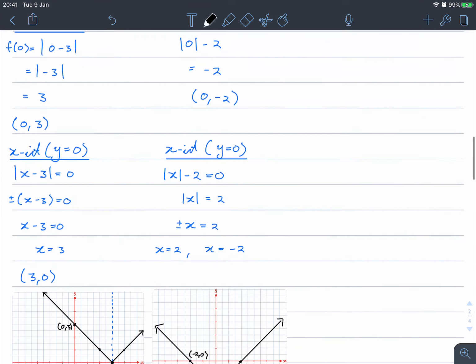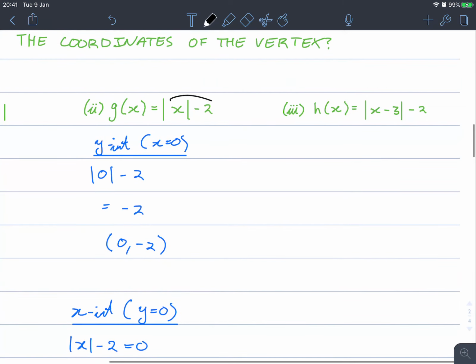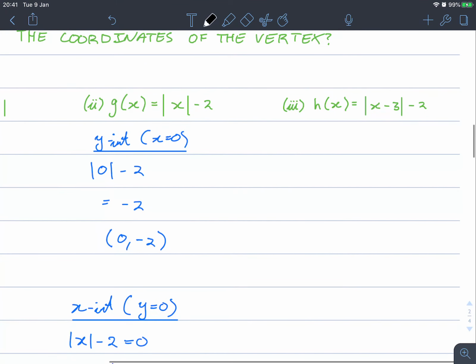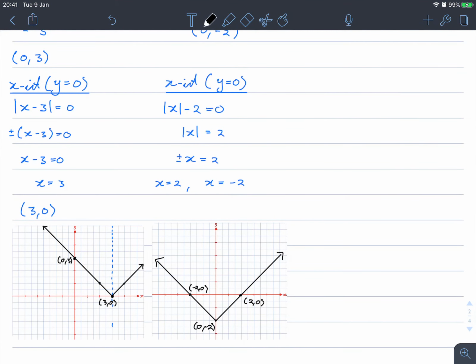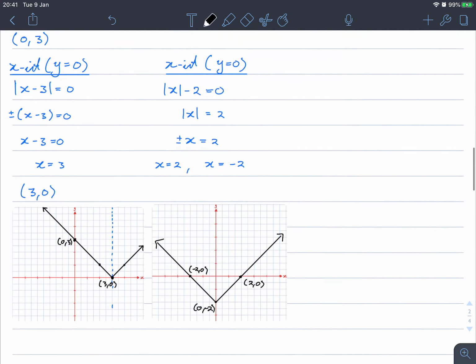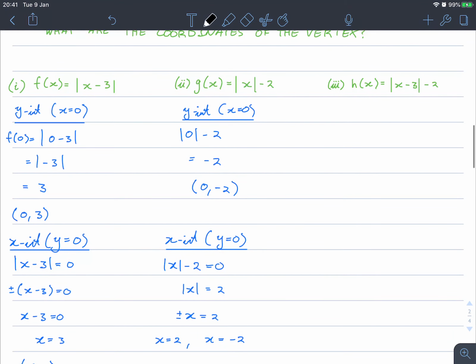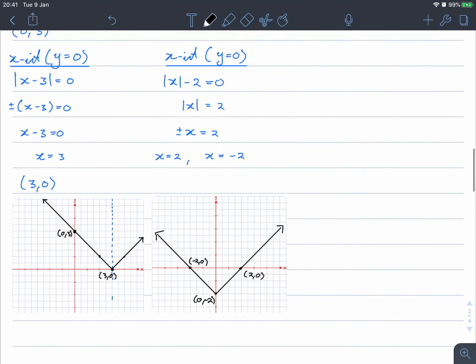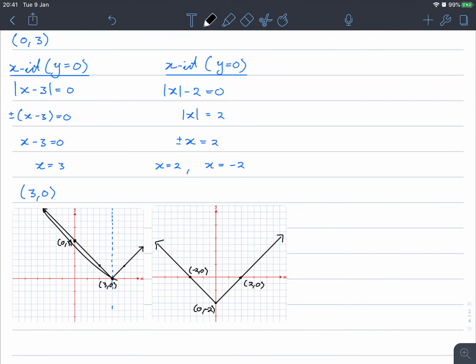Now, combining these two graphs, notice how we have absolute value of x minus 3, and absolute value of x minus 2. If we combine the two, can you imagine where this will be? Without even having to graph it, or determine where the x and y intercepts are, we can see from our previous videos on transformations, it's going to be the exact same graph as this, moved 3 spaces to the right. Or it's going to be this graph moved 2 spaces down.